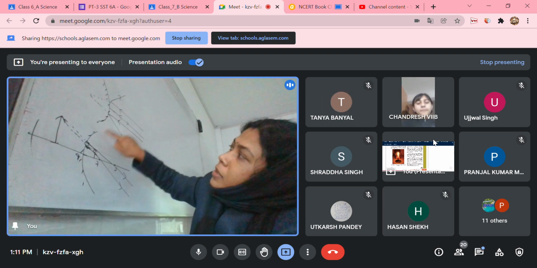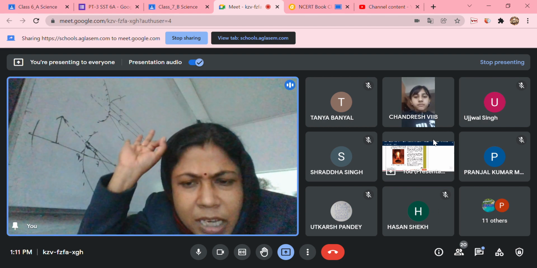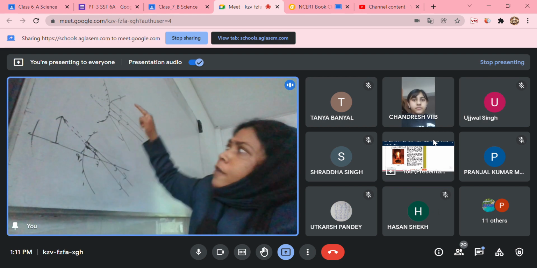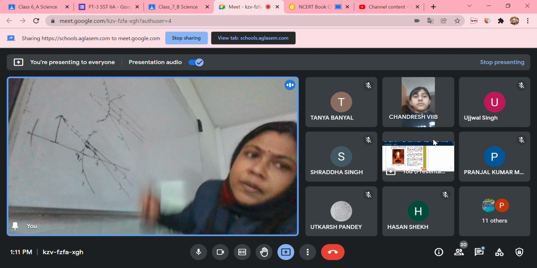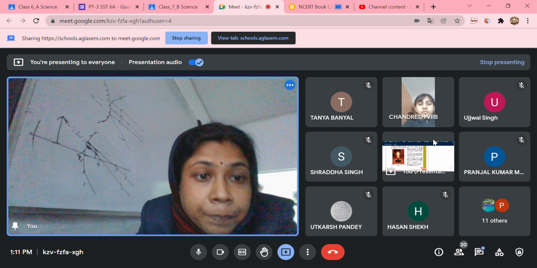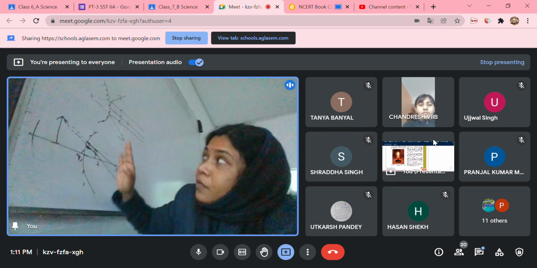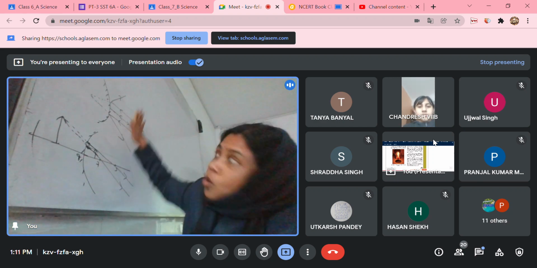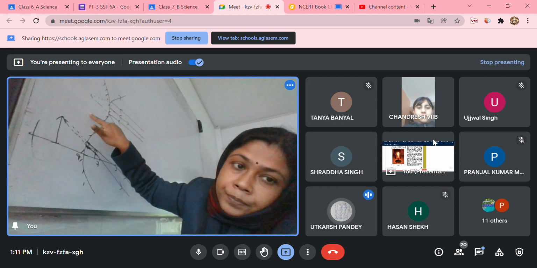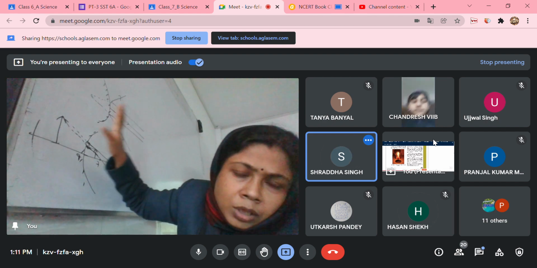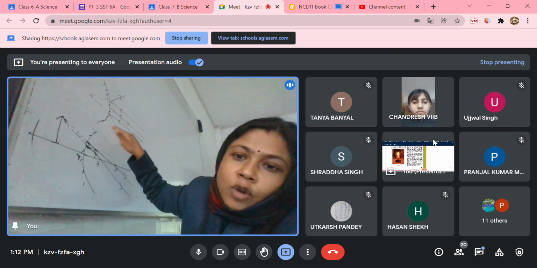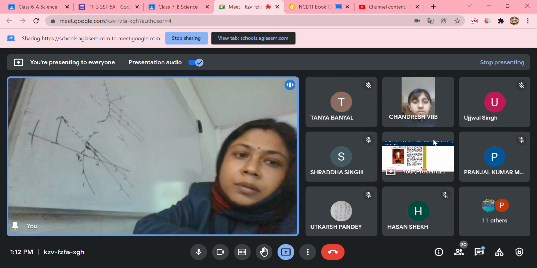So never will any single ray converge at a point after reflection. Always after reflection they will diverge away. So at no condition, this was a tricky question. At no condition will any real image be formed in the case of a convex mirror. Ma'am, can we compare any of the lenses with the image formation of a convex mirror?